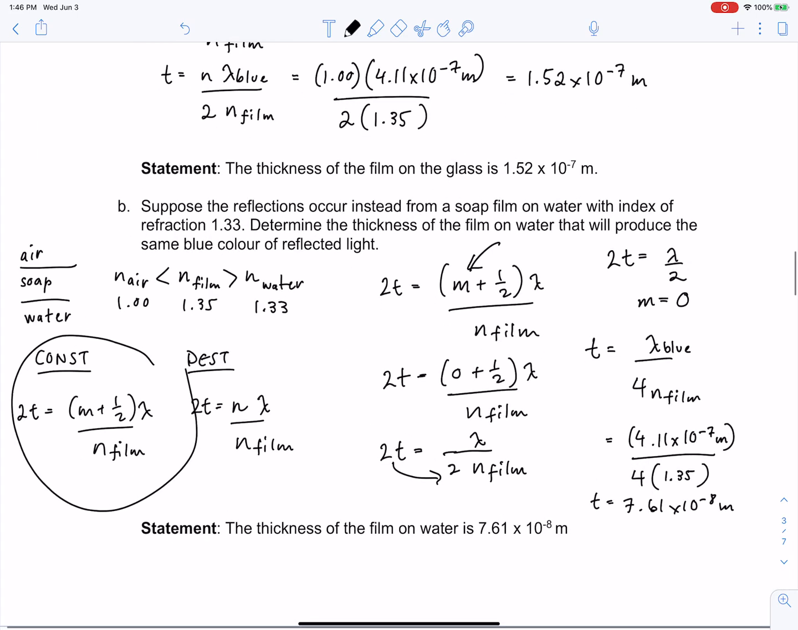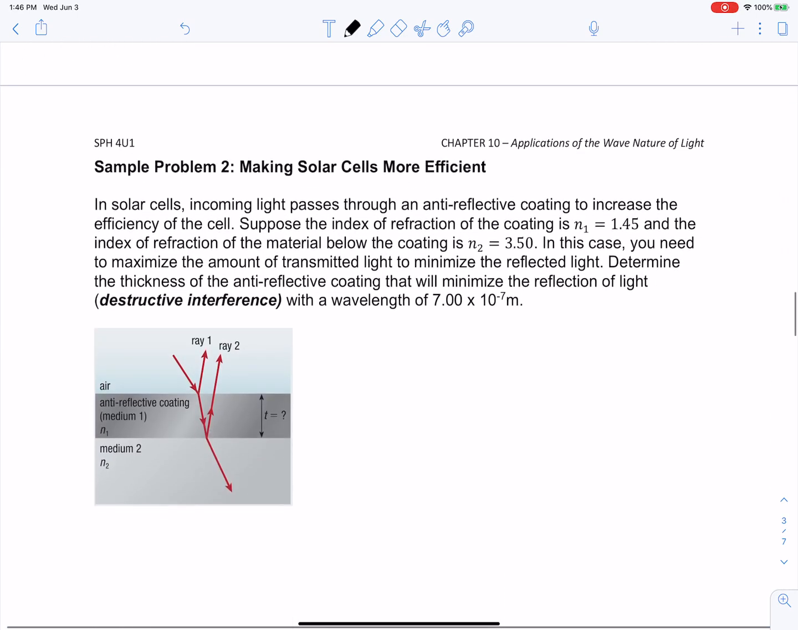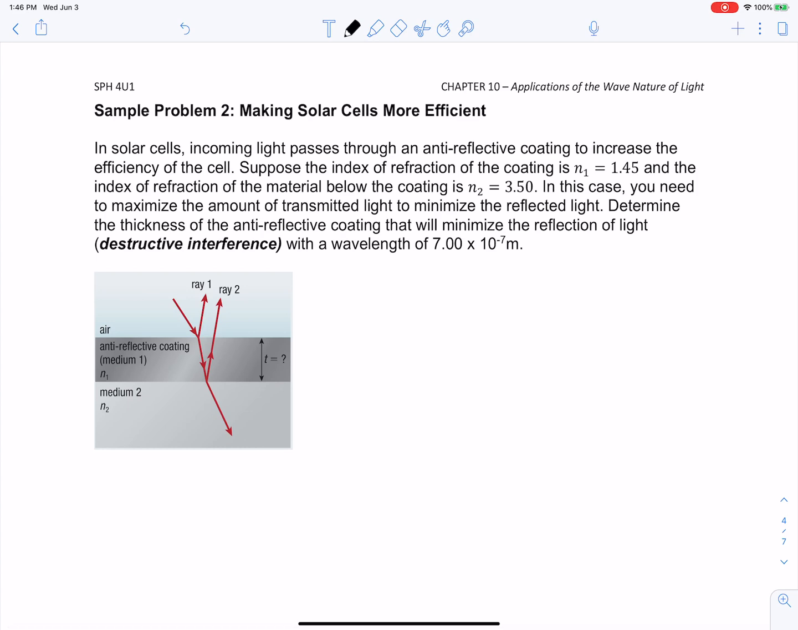All right, let's look at a third example. Making solar cells more efficient. In solar cells, incoming light passes through an anti-reflective coating to increase the efficiency of the cell. Suppose the index of refraction of the coating is 1.45 and the index of refraction of the material below is 3.50. In this case, you need to maximize the amount of transmitted light and minimize the amount of reflected light.